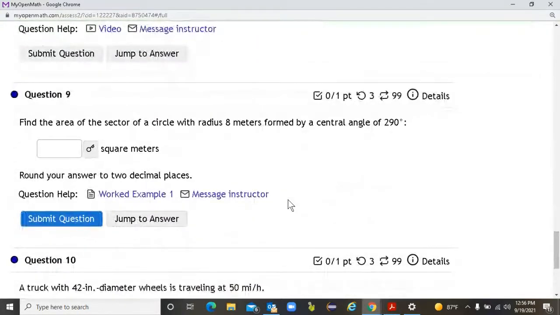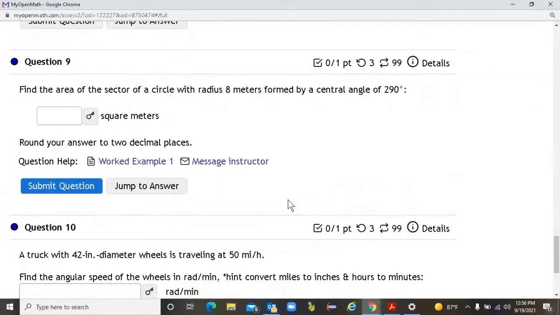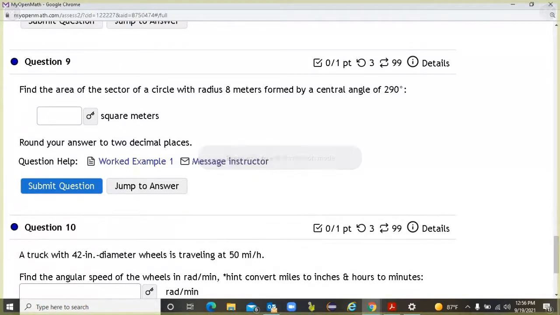All right, so let's look at question number 9. This one wants the area for the sector of a circle. So this time it's the same kind of thought, but we have to remember that area is equal to 1/2 r squared theta. And that actually just comes from the area of a circle.